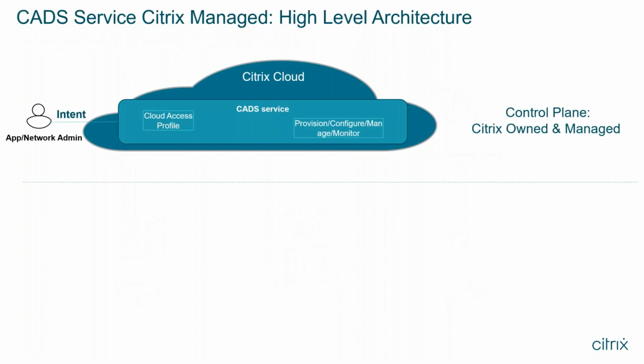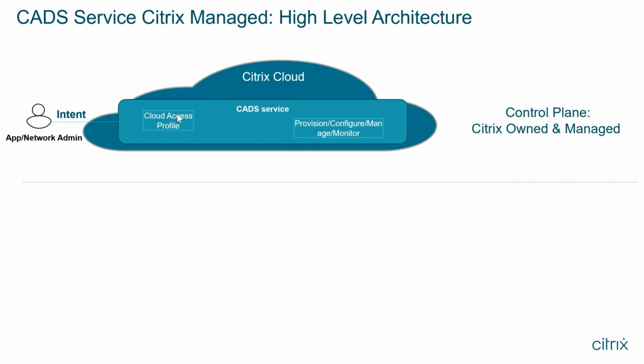So I'll give you a very high-level architecture behind the scenes, how exactly this service is working. In the Citrix cloud, we have the Citrix App Delivery Security Service control plane. This is the control plane, which is completely owned and managed by Citrix. We take the SLAs for this service to be up all the time. And the app admins, network admins, SecOps, everyone log in here and try to access the service.